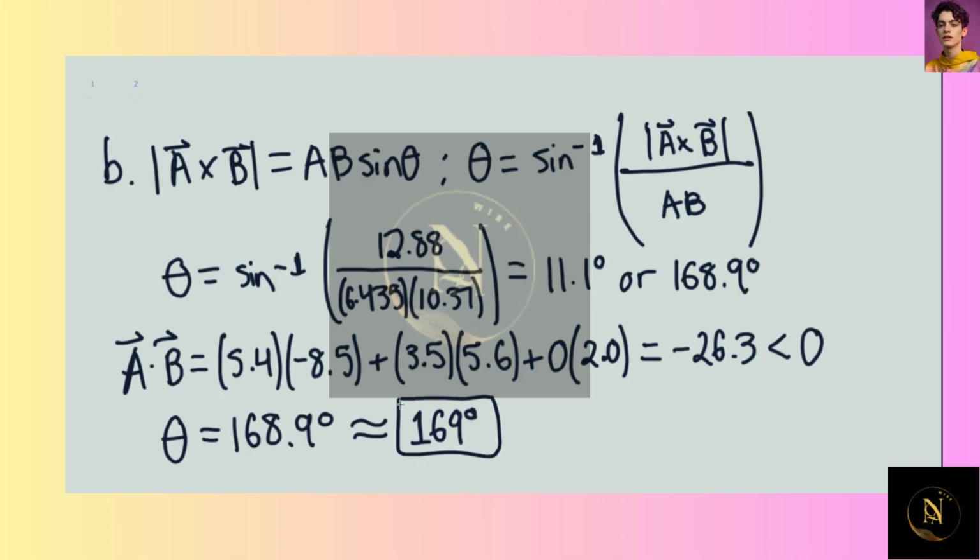This would be our final answer for the angle between vector A and vector B. That is the end of the solution.